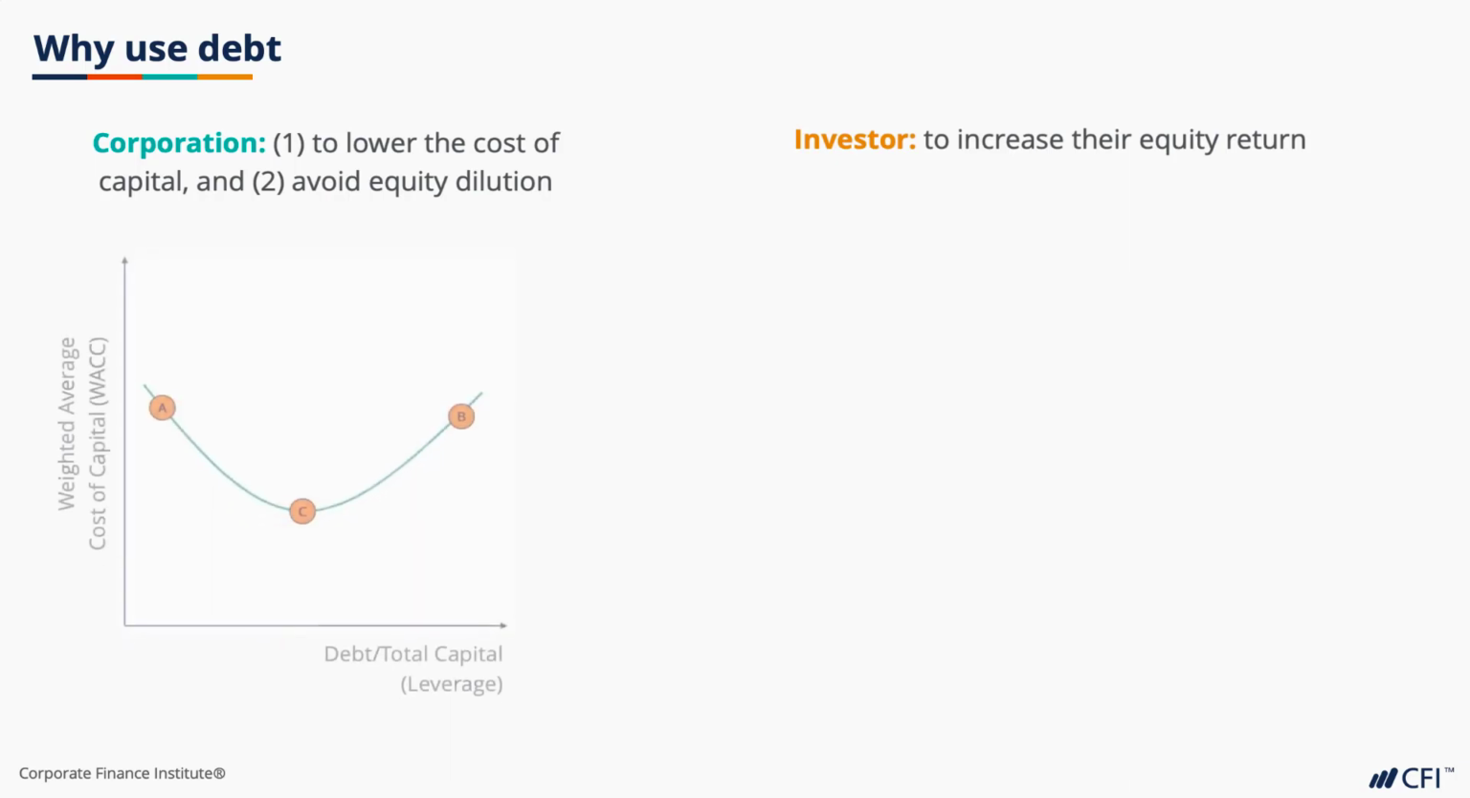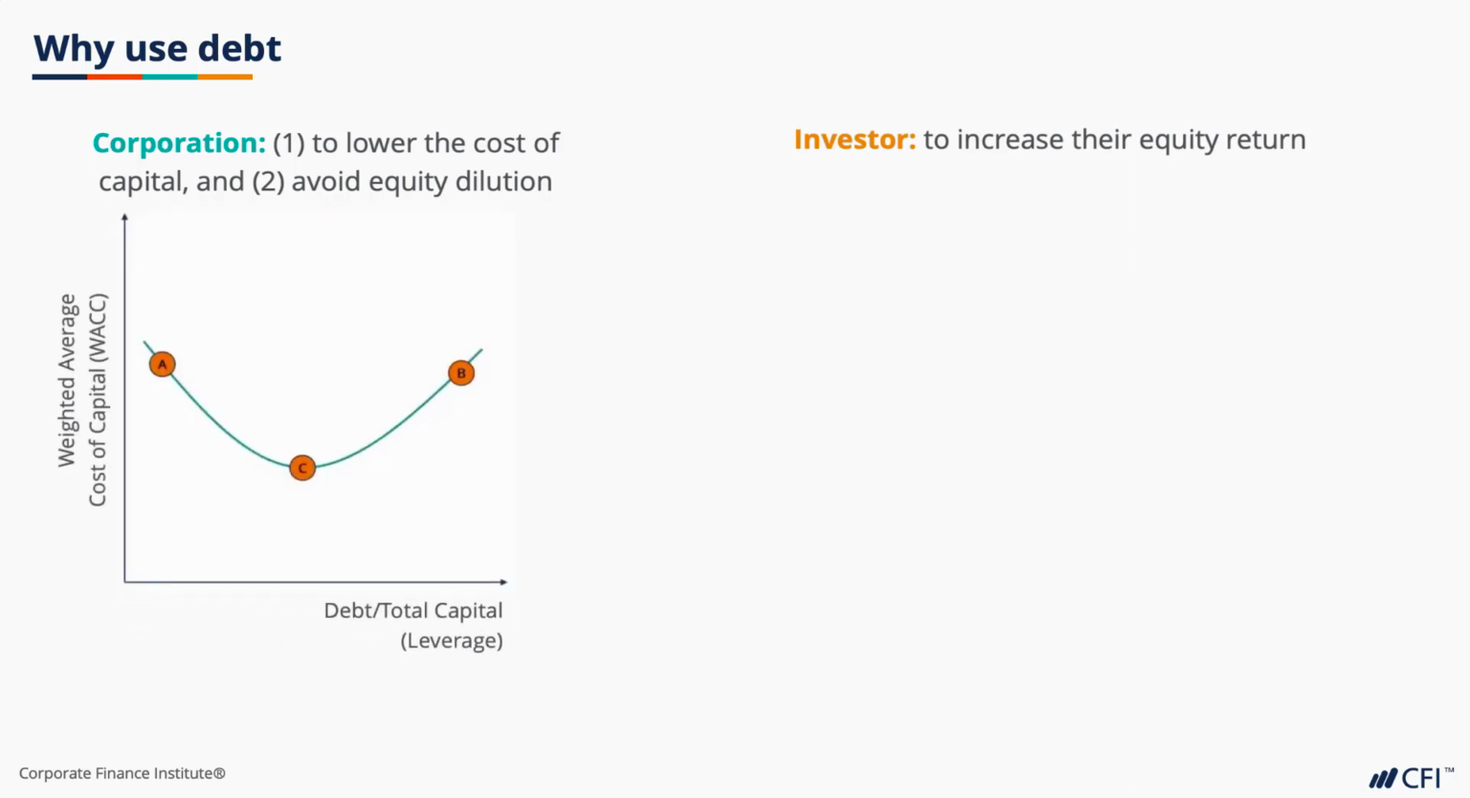Here is a graph of a firm's weighted average cost of capital on the turquoise line. At point A, it's funded exclusively with equity. At point B, it's funded mostly with debt. And you can see that the cost of capital is high at both those points, but the sweet spot in the middle is where it uses the optimal amount of debt to lower that cost of capital. All else being equal, an investment with a lower cost of capital will have a higher net present value. So it creates value for the corporation.